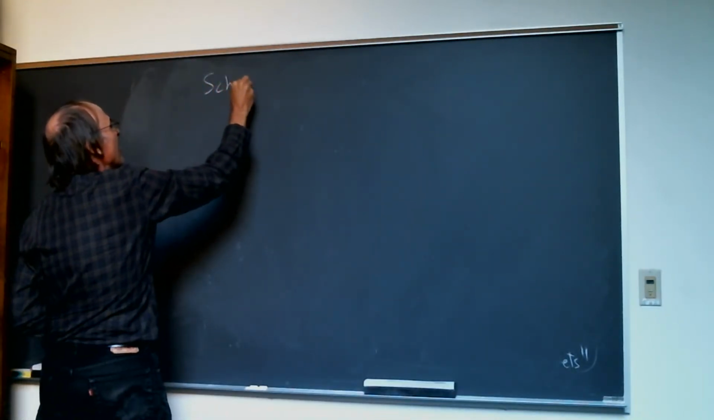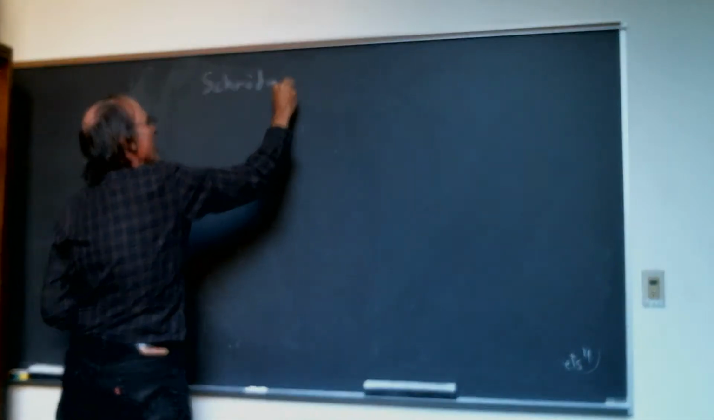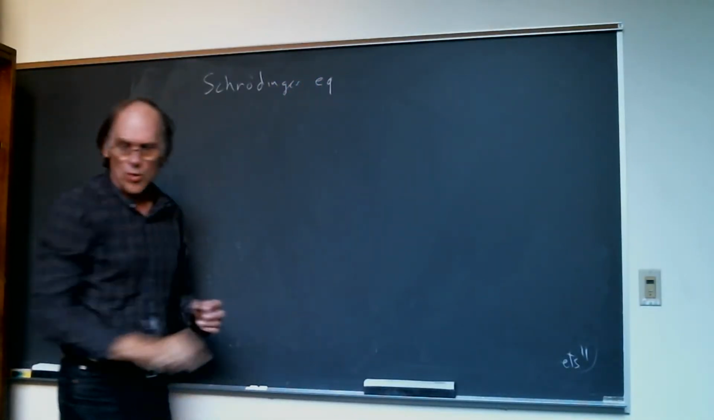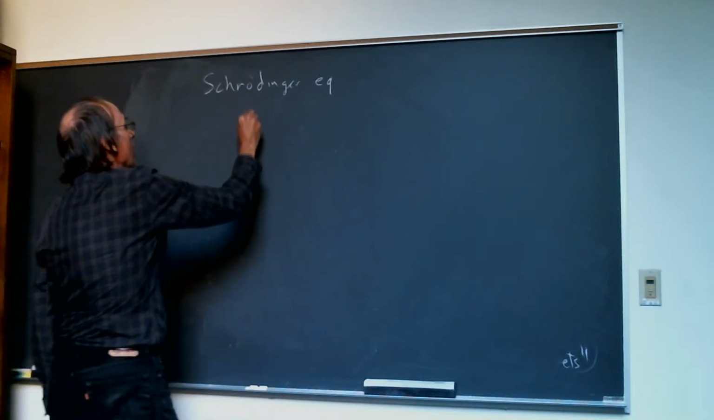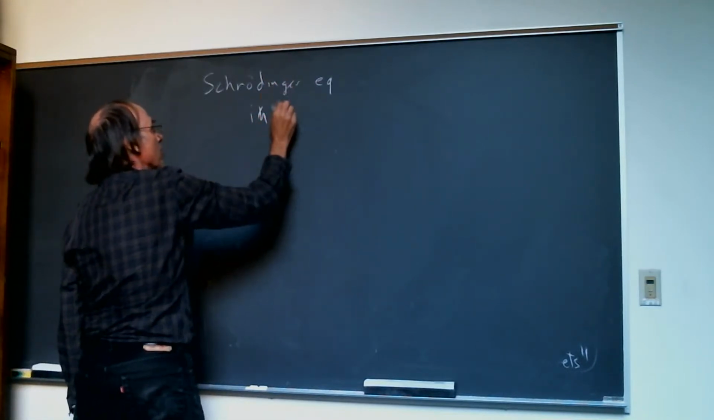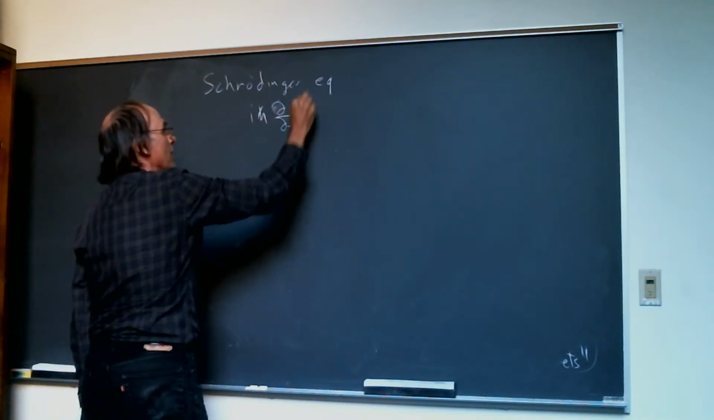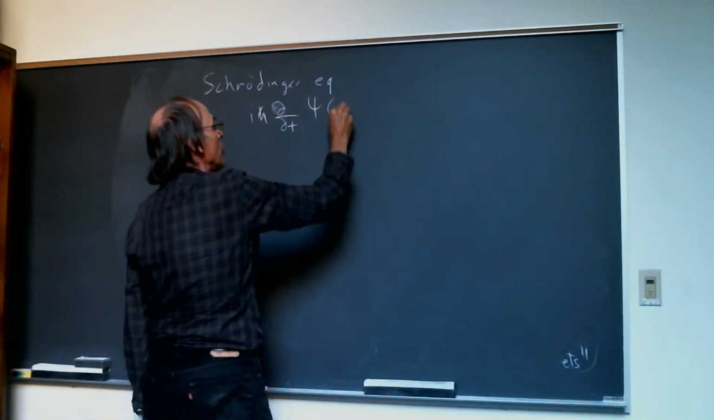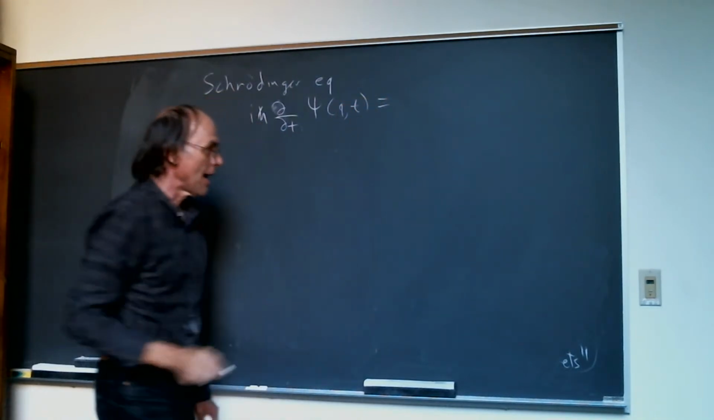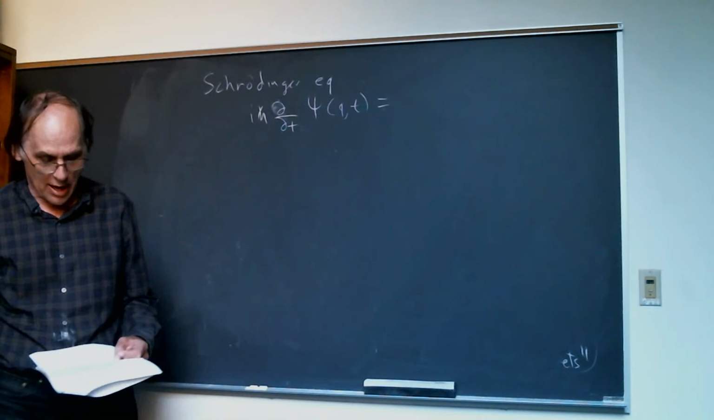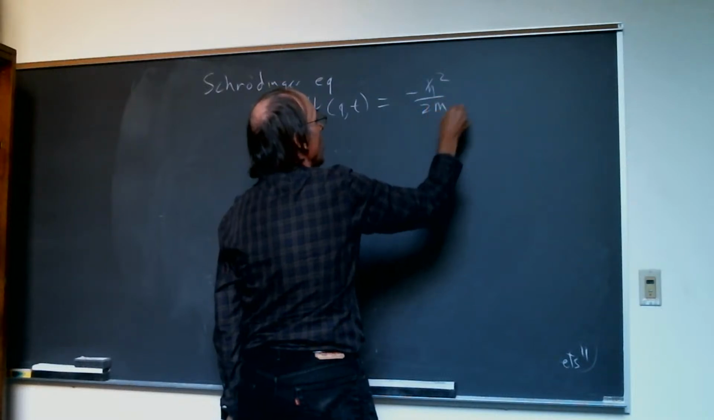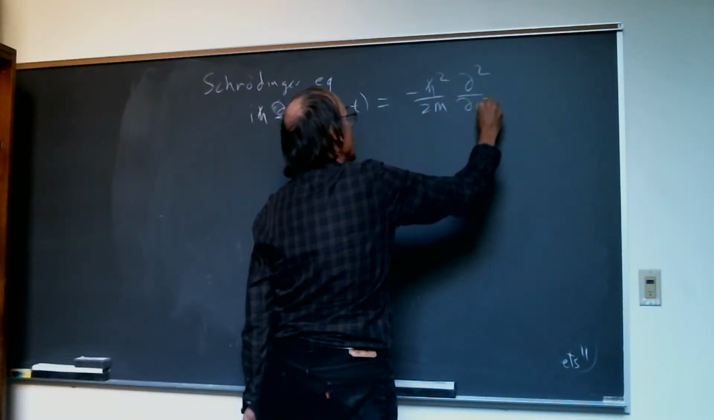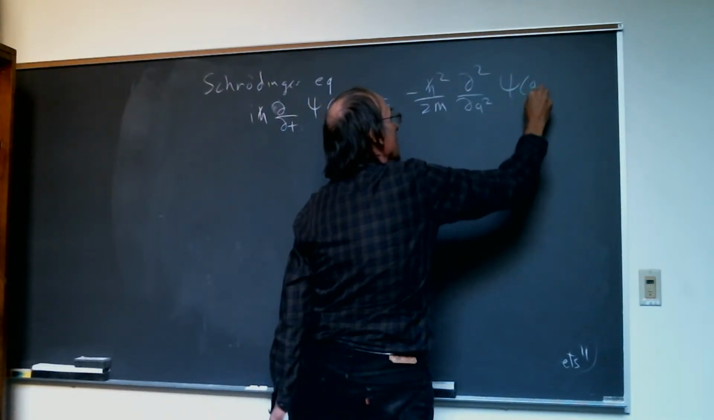So the Schrodinger equation was i h bar d/dt of some psi that depends on q and t. It's going to be p squared over 2m, which is minus h bar squared over 2m d squared/dq squared of psi(q,t).